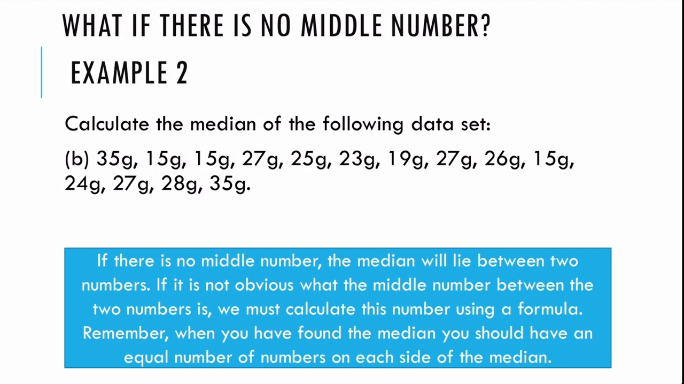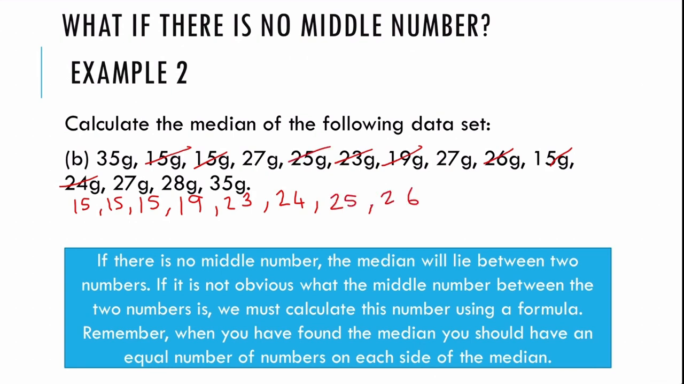Okay, we're going to have to start by ordering this data first. So the smallest number we have here is 15, 15, 15, 19, 23, 24, 25, 26, 27, 27, 27, 28, 35 and 35.